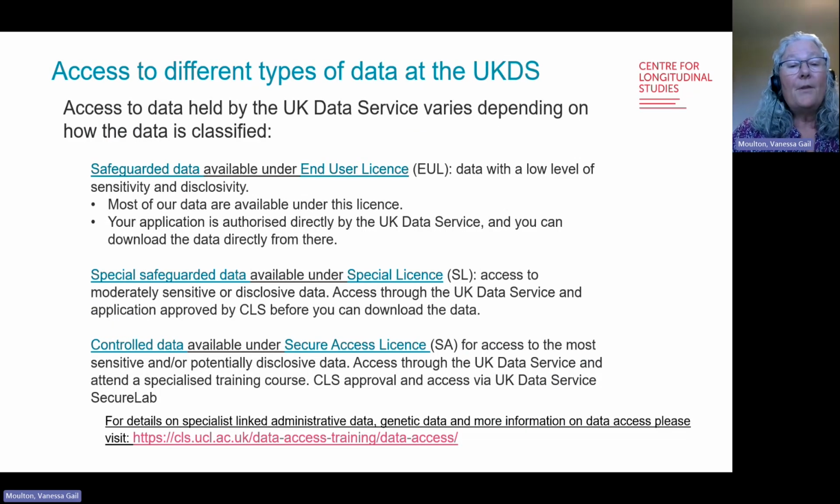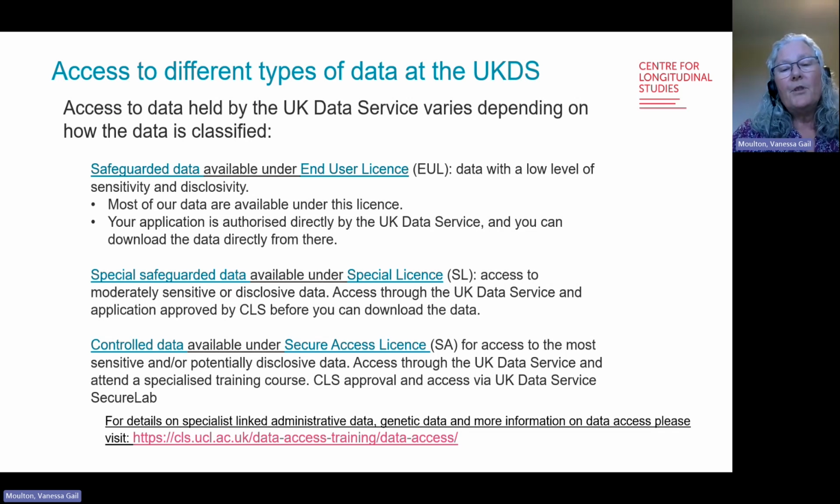And as we've shown, there's a wide range of data available. The data goes through a process of classification based on sensitivity and disclosure, and is grouped as low, moderately, and the most sensitive and disclosive data. Most data has been classified as low level of sensitivity and disclosure and is licensed under an end user license. So in this scenario, your application is authorized directly by the UK Data Service, and you can download directly from there almost immediately. Other data which is under special license is moderately disclosive.